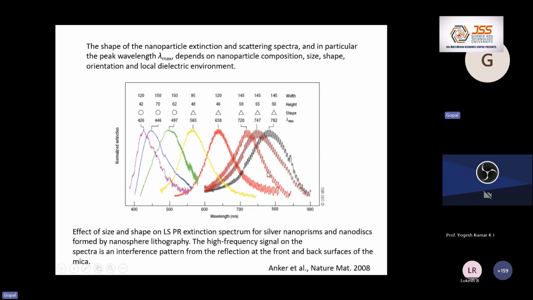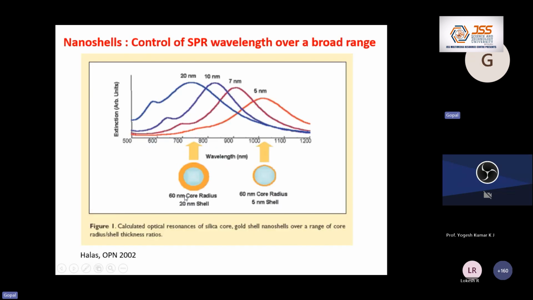So the effect of size and shape on the localized plasmon resonance excitation spectrum for silver nanoprisms, nanodiscs, nanospheres. These are all nanomaterials typically used in biology applications. And this is a nanoshell structure. You might have heard about this one.